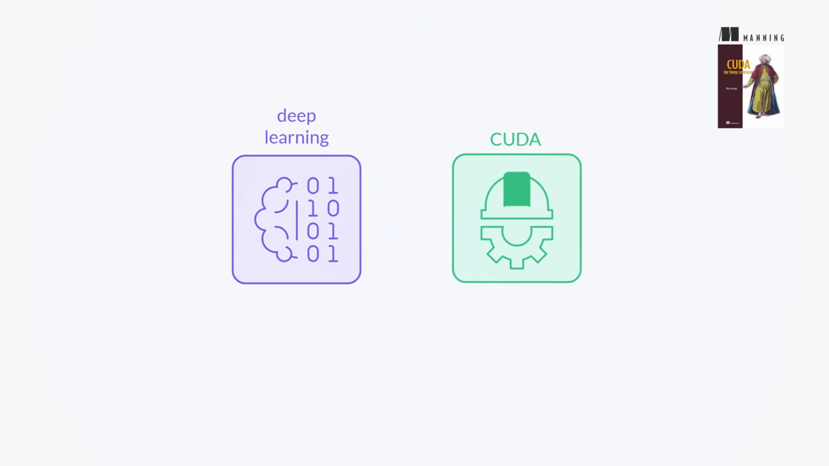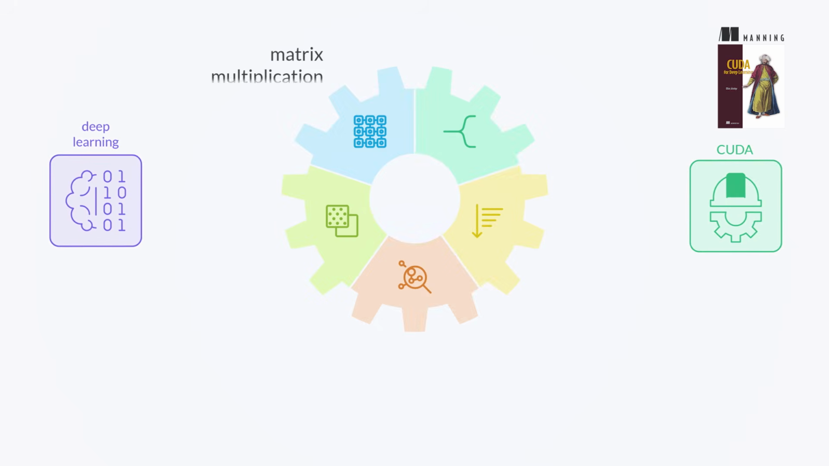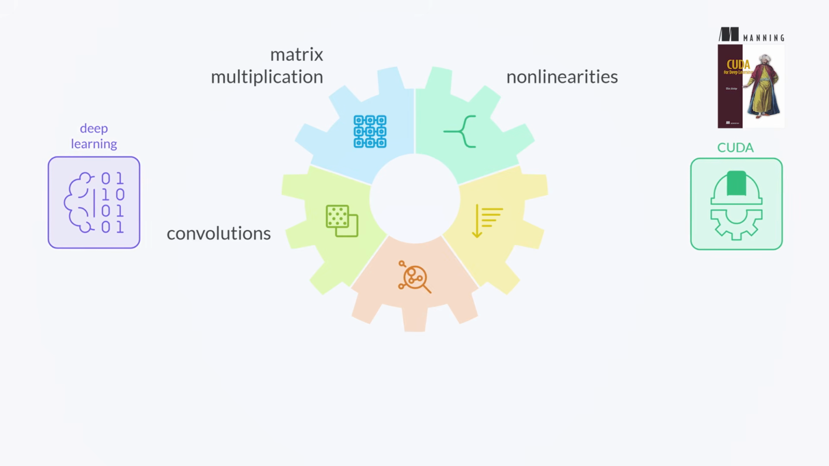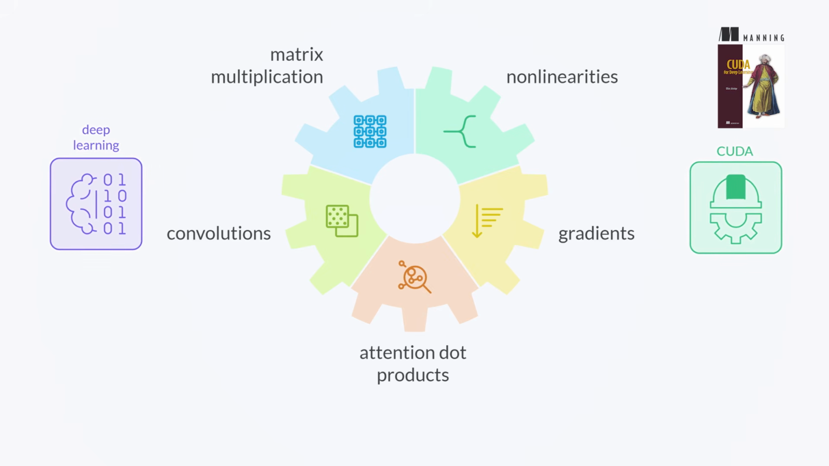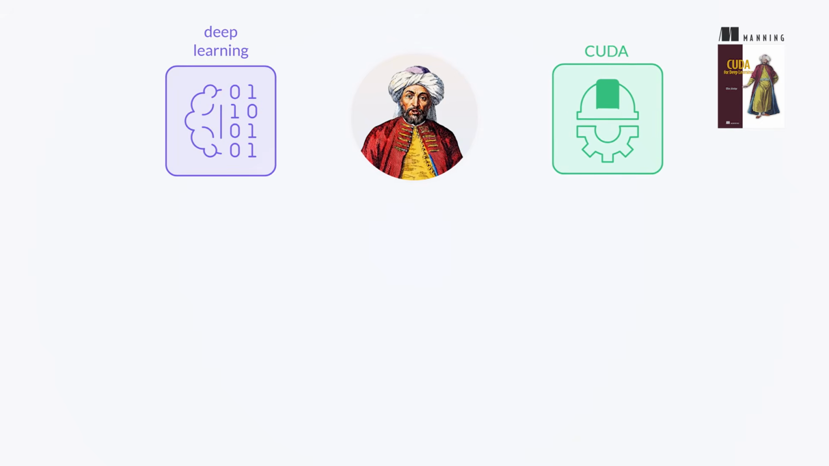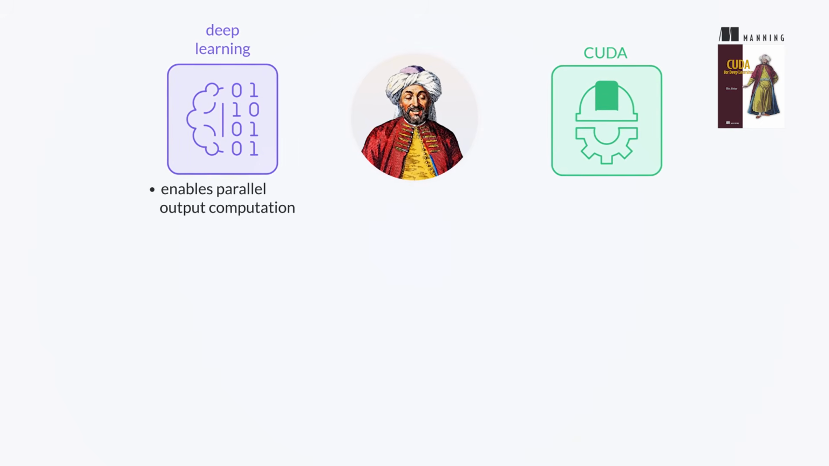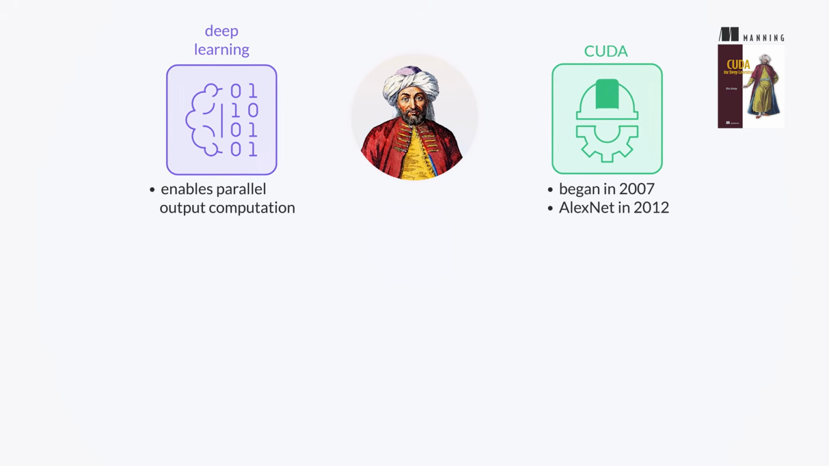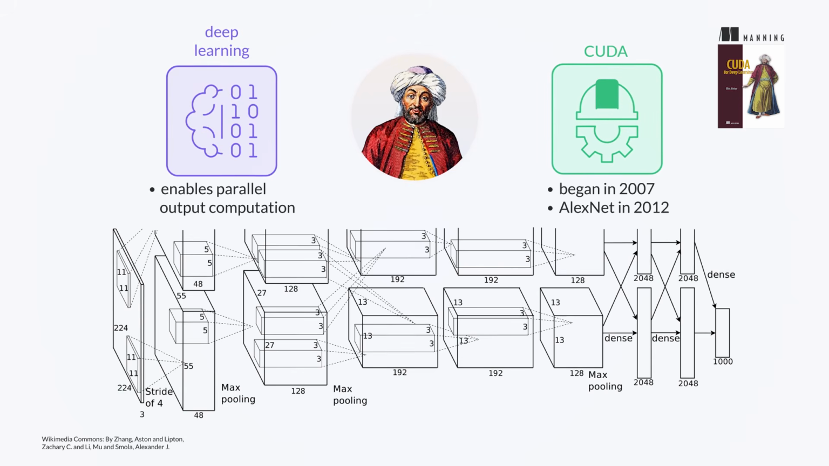Deep learning is well suited to CUDA because it is built from repeated operations over large arrays: matrix multiplication, nonlinearities, convolutions, gradients, and attention dot products. Some are independent, others require reductions. Either way, deep learning produces many output elements that can be computed at once. CUDA began in 2007, and AlexNet in 2012 showed that neural networks could be designed around GPU parallelism.